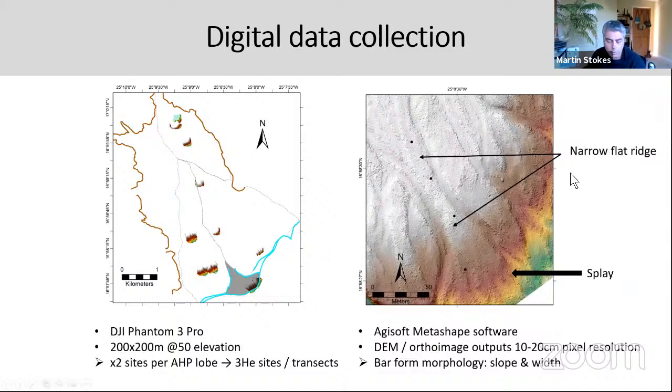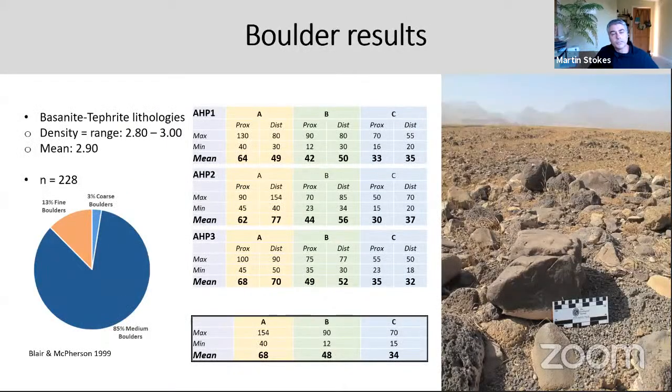What was really remarkable from the imagery was it showed that the bar morphology was quite similar. You've got these narrow ridges, and then they splayed out in their distal areas. And that's a consistent pattern that we saw across all sites, proximal distal, for all the different lobes.